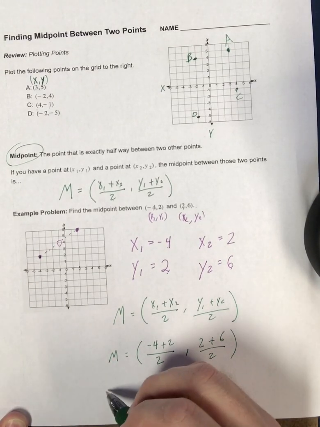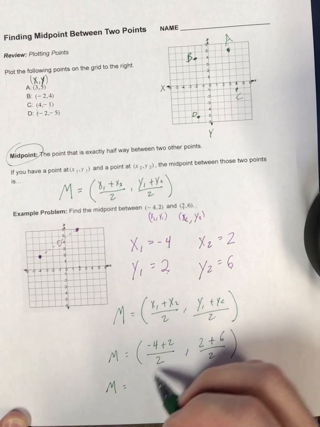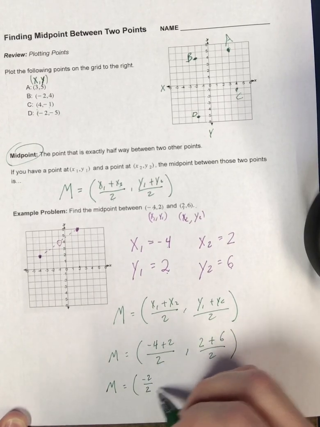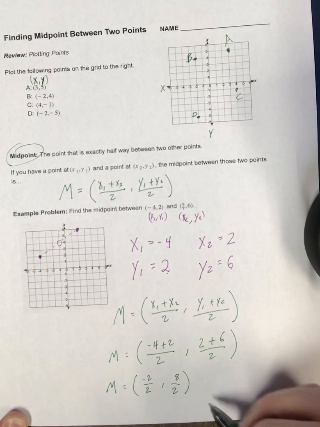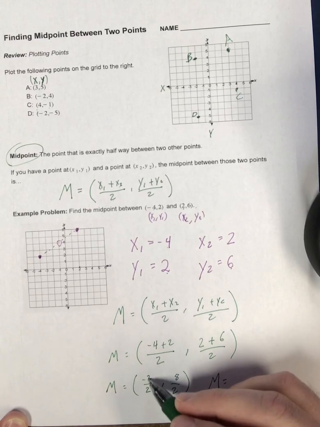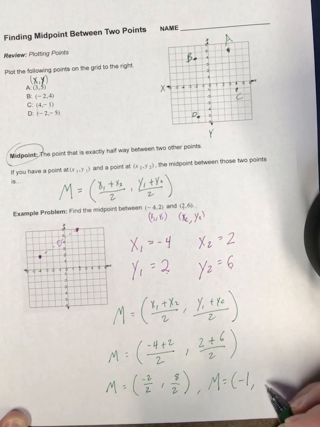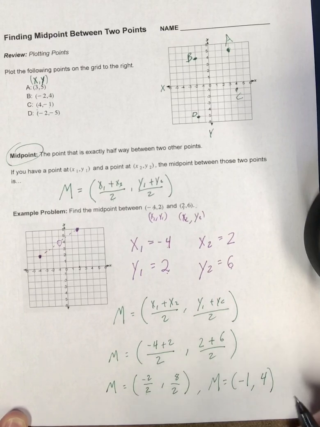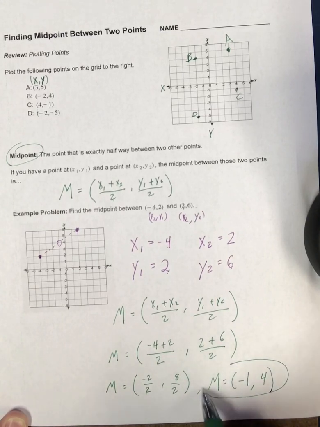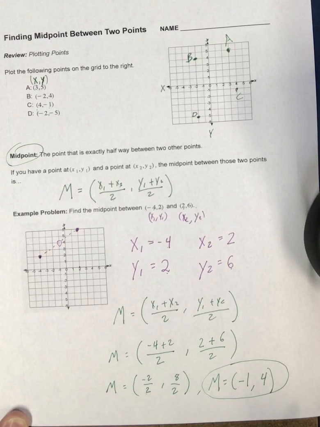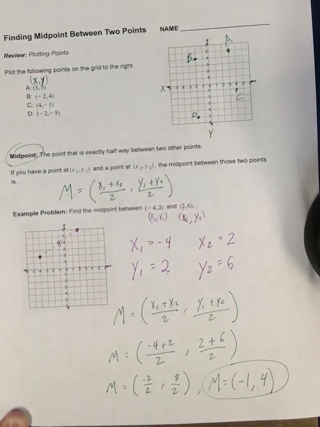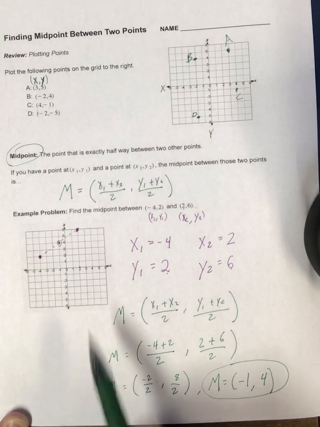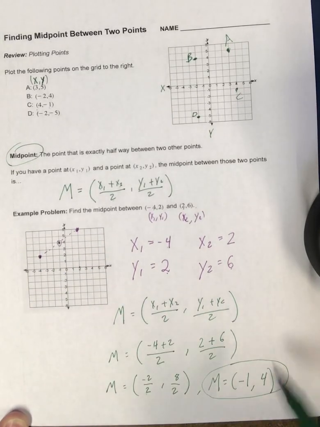And from here you just have to do the math. -4 plus 2 is -2. 2 plus 6 is 8. And then negative 2 divided by 2 is negative 1, and 8 divided by 2 is 4. So I get the midpoint of negative 1, 4. Let's see how close I was when I predicted. Negative 1, 4 is right there. It did a pretty good job. Looks like that is halfway between those 2 points, so this number checks out.